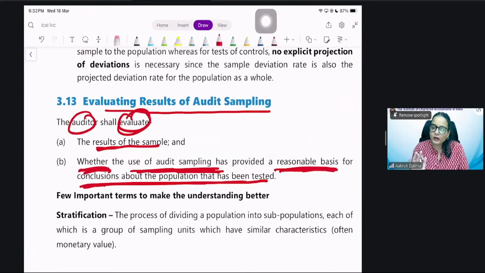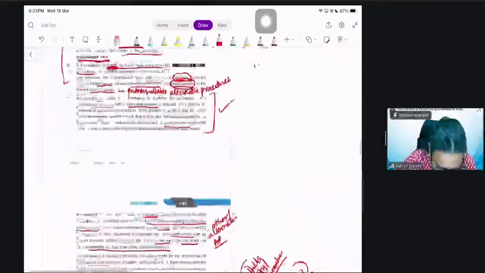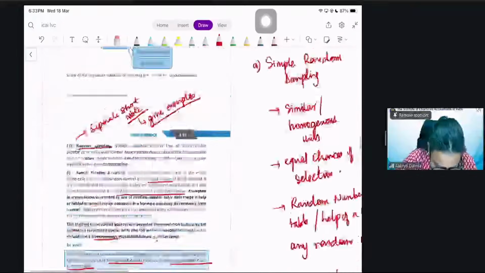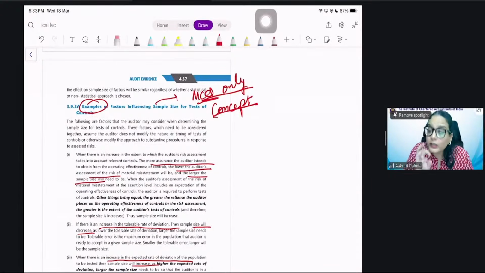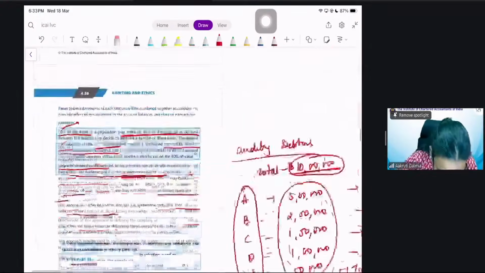Now, is it clear? So who has to do that evaluation? Auditor has to do that evaluation as per the situation. Okay, that's it. So we have finished this part. This whole everything is finished. Now I have to just teach you 1 or 2 theory answers. So we'll go on that part.